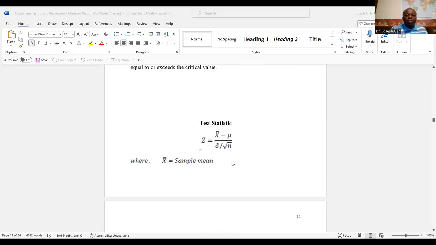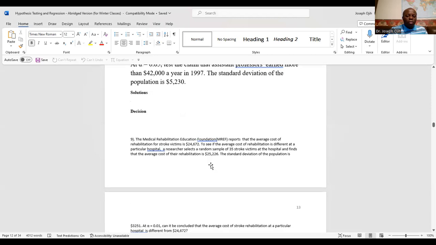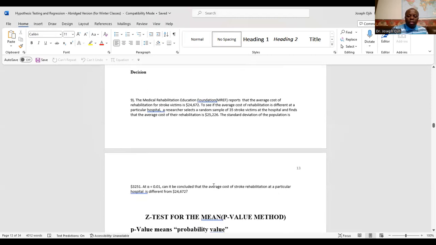So the test statistic is as follows. Z, because this is a Z-test, equals X bar, which is the sample mean, minus mu, the population mean, divided by the standard deviation over the square root of n, where n is the sample size, and this is the standard deviation. So now let us try this for this test here.